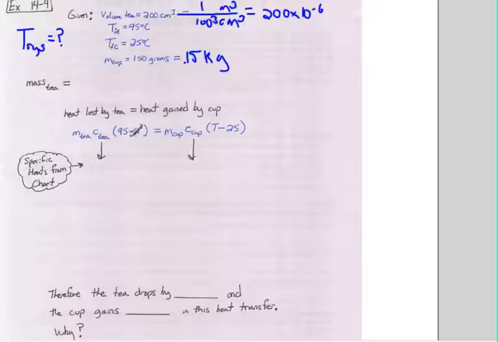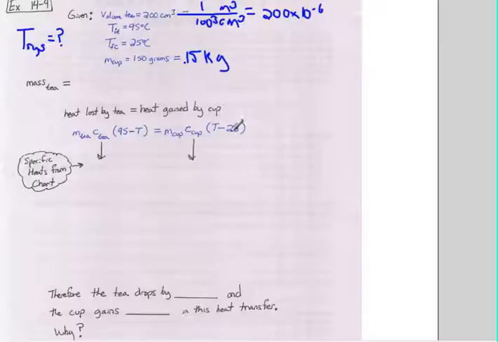Back when it talked about specific heat in 14.3, it said that if you're thinking about heat lost or gained, you just do the mass of what you're dealing with times its specific heat times the change in temperature. So we're going to set those two equal to each other, except on this side we have the tea, and on this side we have our cup. On this side, the change in temperature is 95 minus T because it's a loss. On this side, since it's a gain, it's T minus 25.